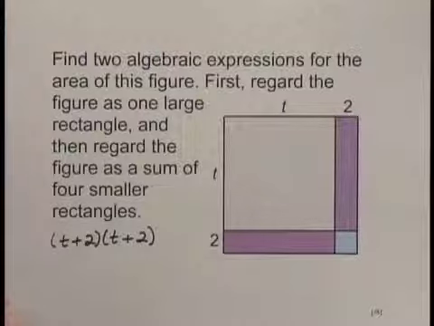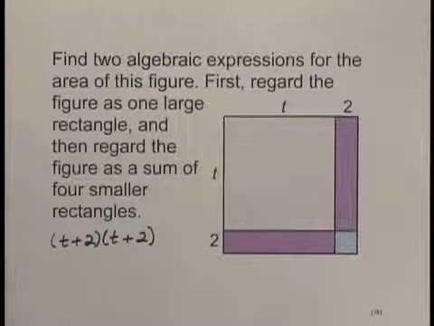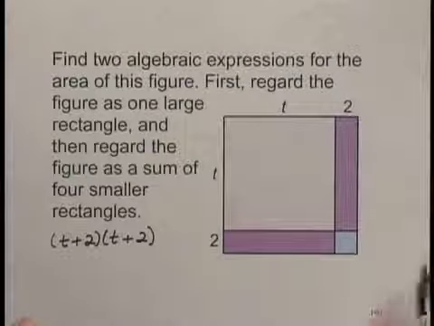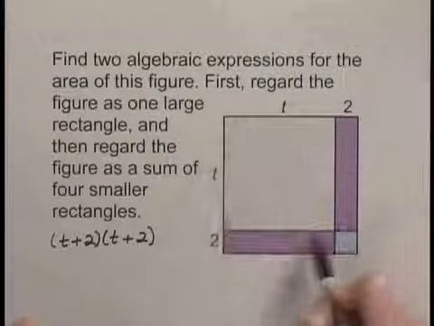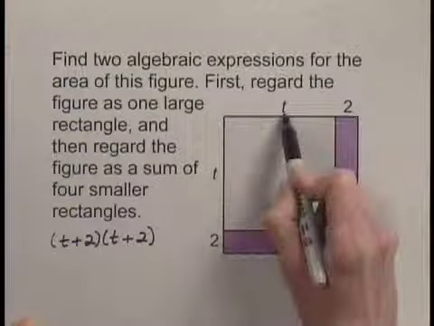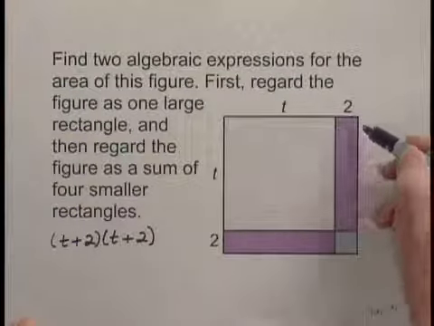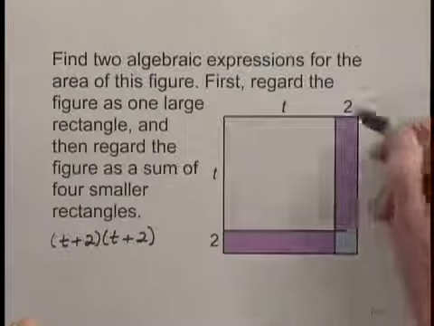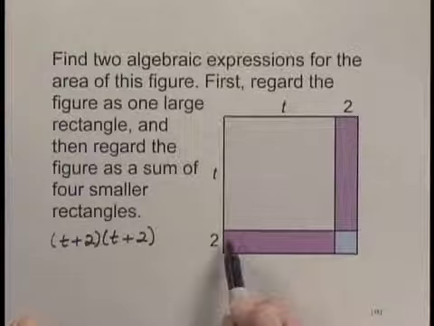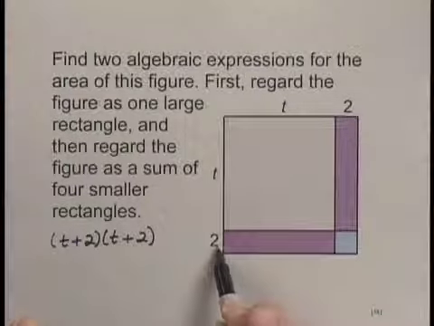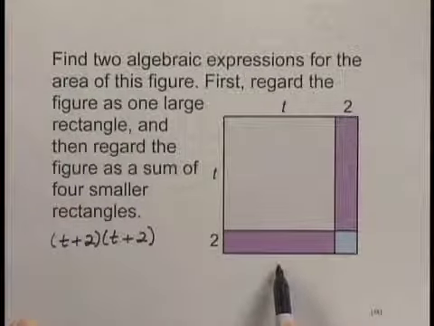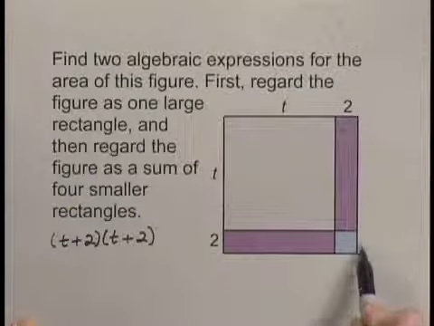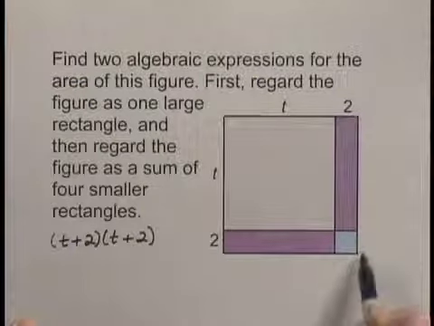Now, if we're going to regard it as the sum of the areas of four smaller rectangles, we need to find the dimensions of each of those smaller rectangles. And this largest one has dimensions t by t. This tall, narrow one here has a side of 2 and a side of t, so its dimensions are 2 by t. And it's the same for this long, narrow one. It has a side of 2 and a side of t.